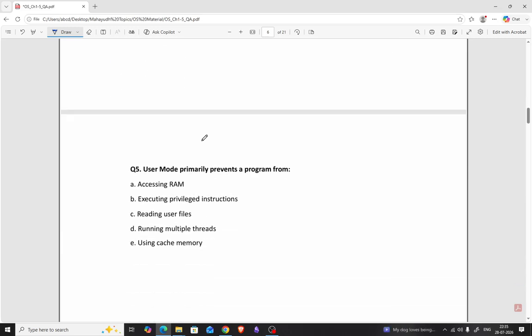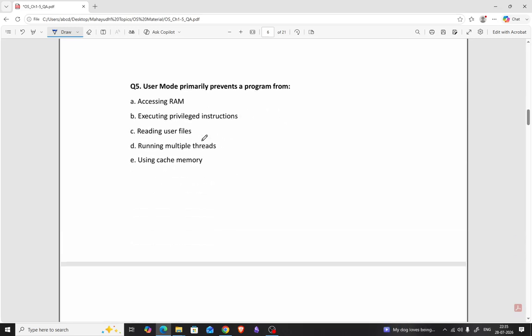Question number 5. User mode primarily prevents a program from what? It prevents a program from executing privileged instructions.